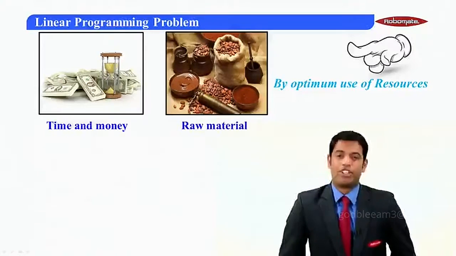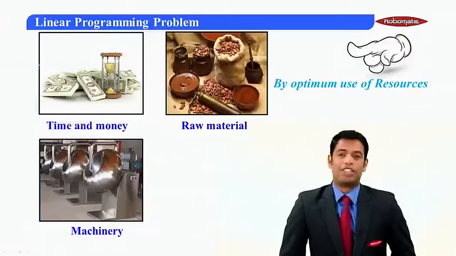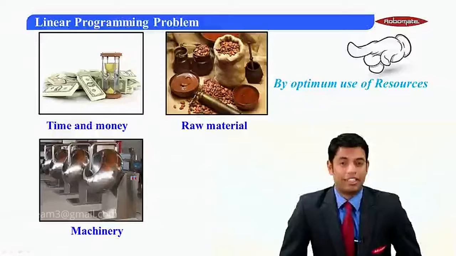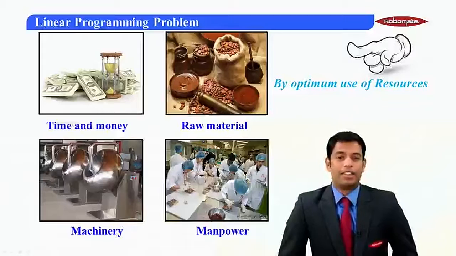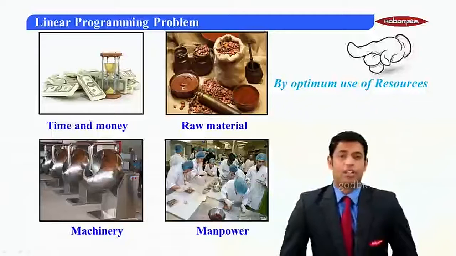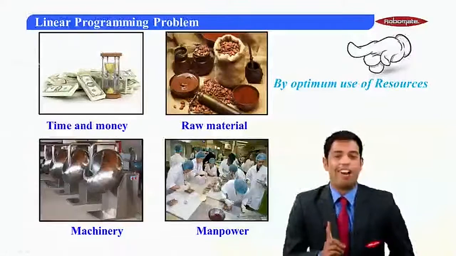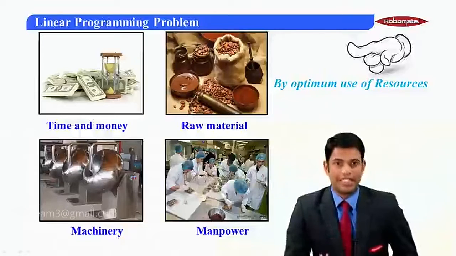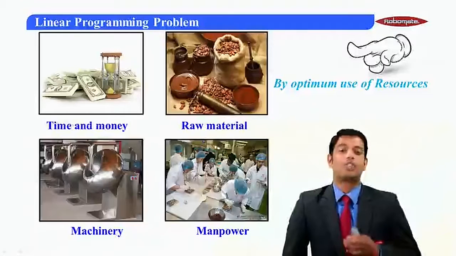The next important resource is machines available with the company. By nature, machines have a cost associated with them. And the last but not the least, the most important resource is manpower of the company. And we know that skilled manpower is obviously limited in nature. So all these resources have one thing in common, that they all are limited in nature. So the manager, while taking any business decision, needs to take care that all these resources are used optimally.